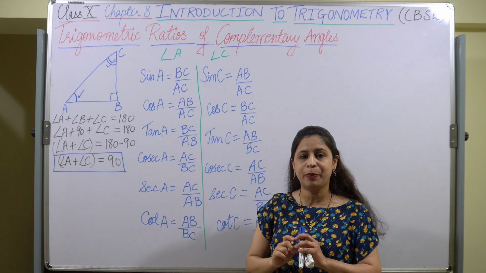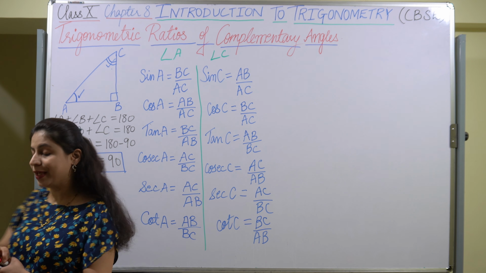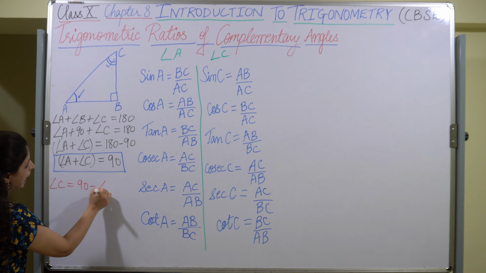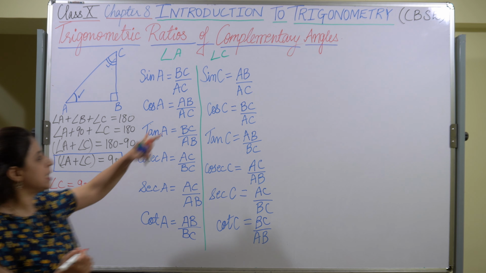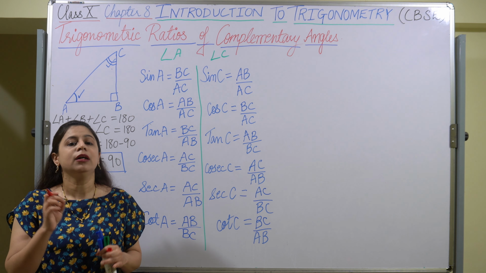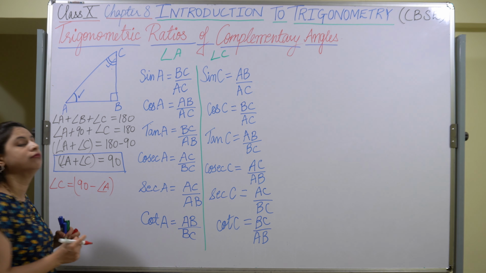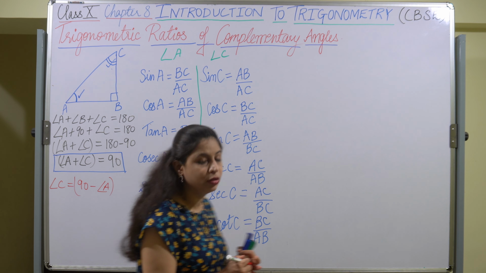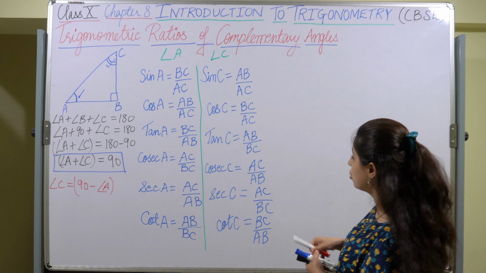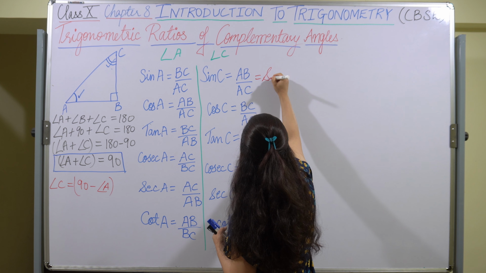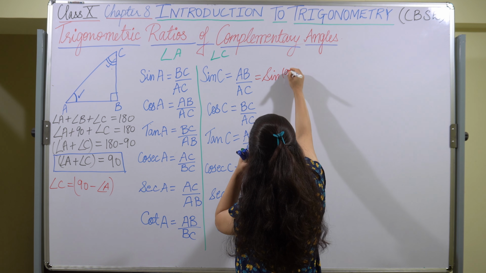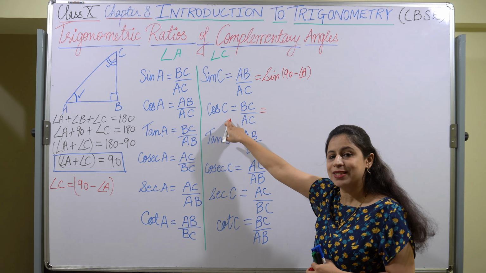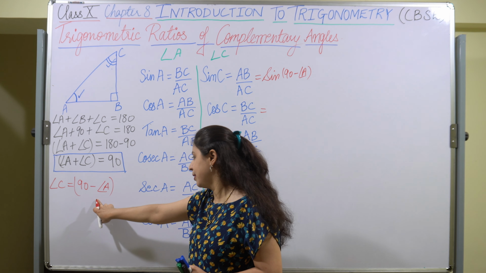Now, let us see the relationship between A and C. From here we will be getting angle C equal to 90 minus angle A. So, in the place of C, I can easily write sine 90 minus angle A. Let us write down: sine 90 minus angle A. Again in the place of C, I will be replacing with 90 minus angle A.